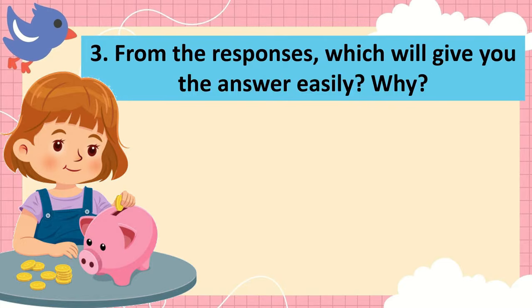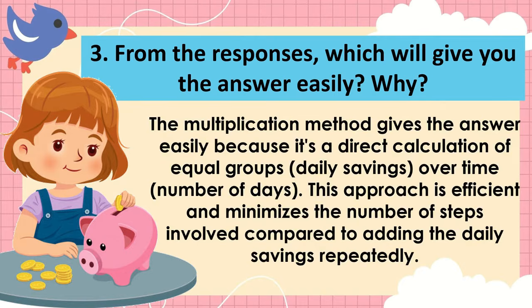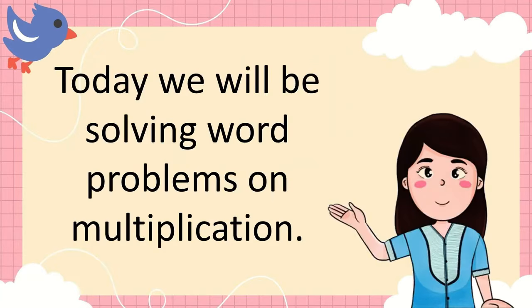From the responses, which will give you the answer easily? Why? The multiplication method gives the answer easily because it's a direct calculation of equal groups, or daily savings over the number of days. This approach is efficient and minimizes the number of steps involved compared to adding the daily savings repeatedly. Today, we will be solving word problems on multiplication.